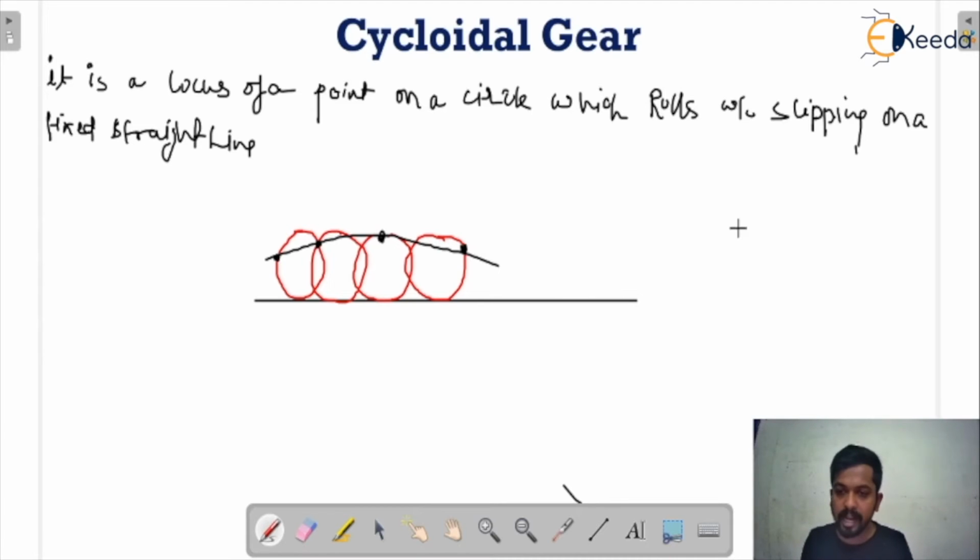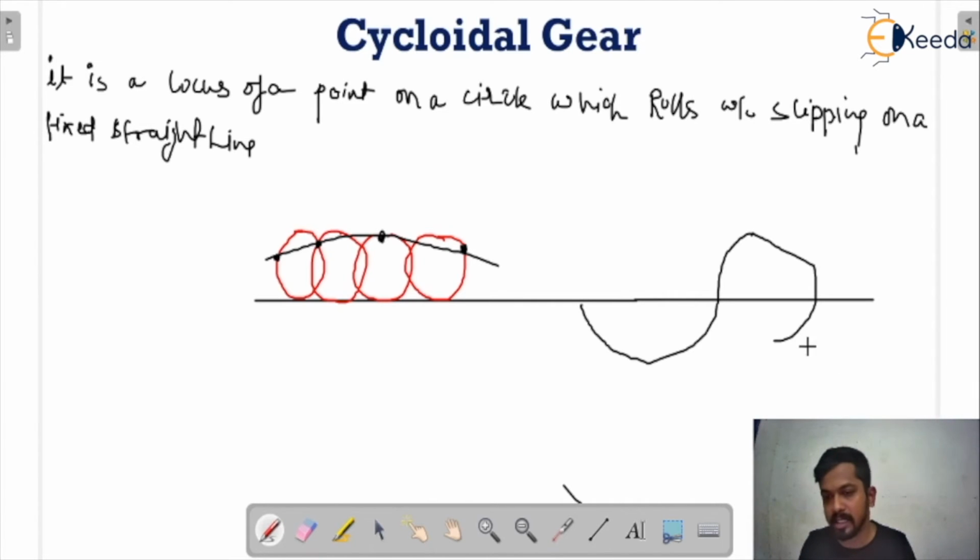Now when I draw the diagram of the tooth of the cycloidal gear, this is basically a rough diagram. See, this is a tooth. Here you can see this is the face. We all know the face and the flank of the gear. This is basically the flank portion. For example, I am considering this area as the flank portion of the gear. And this would be the face. I'm just writing: this is face and this is flank.